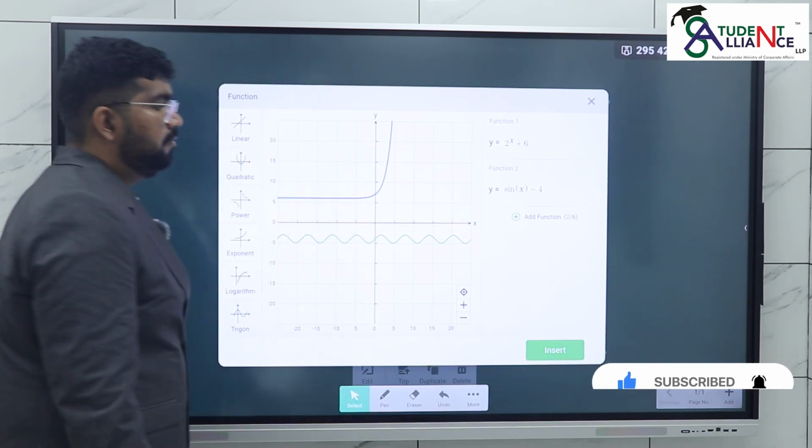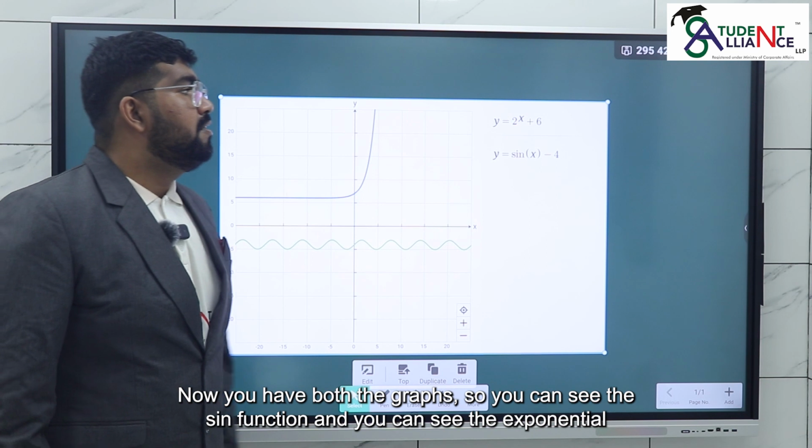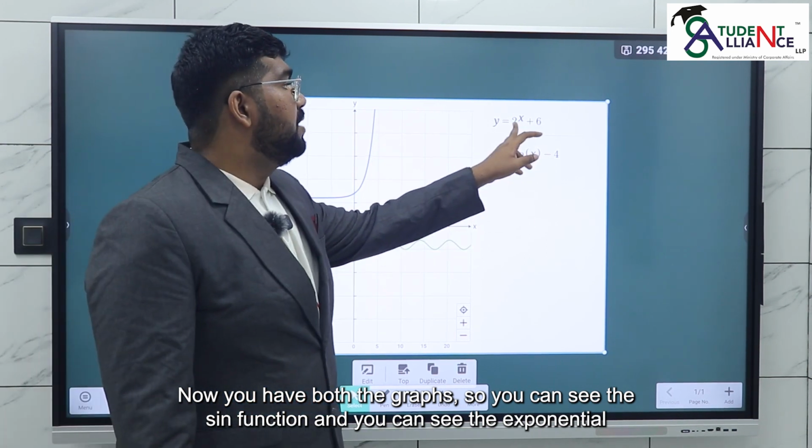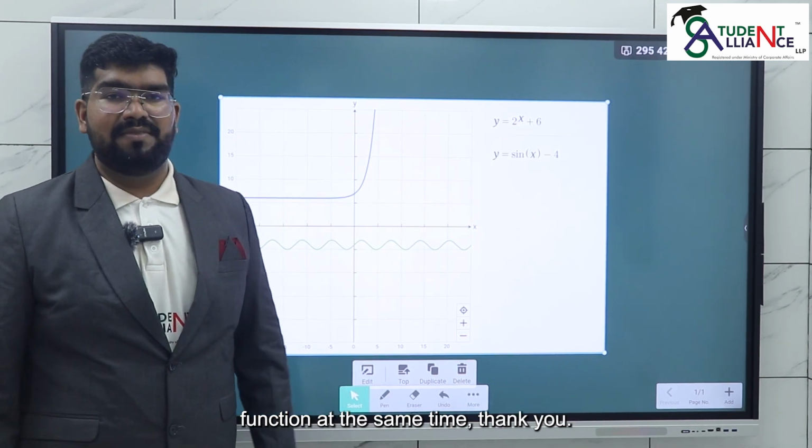Just click on insert. Now you have both the graphs, so you can see the sine function and you can see the exponential function at the same time.